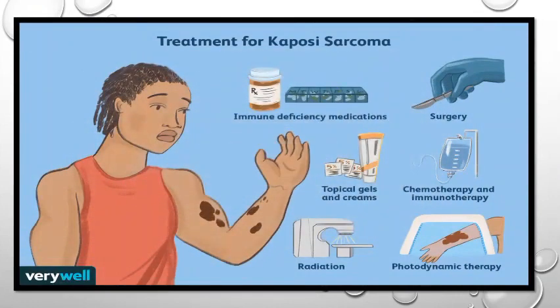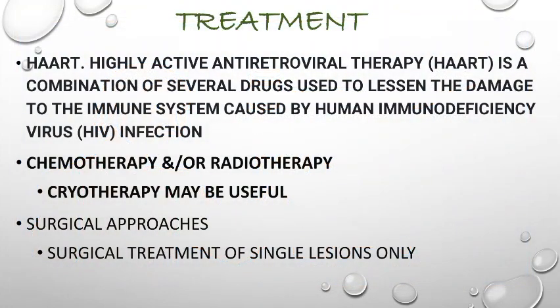Treatment of Kaposi sarcoma: immunodeficiency medications, surgery, radiation, and highly active antiretroviral therapy could be used. Chemotherapy, radiotherapy, cryotherapy may be useful. Surgical approaches could also be used.